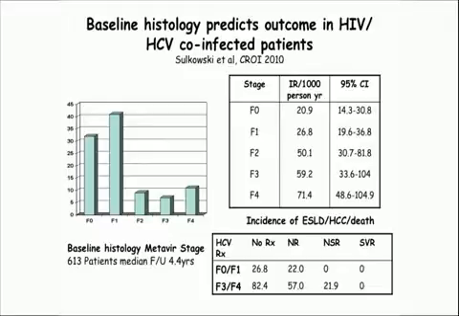So this is some nice data from Mark Sulkowski's group looking at baseline histology, METAVIR stage, and then risk of end-stage liver disease, hepatocellular carcinoma, or death. So liver biopsies are not all difficult and useless, because they will actually predict what happens to people.